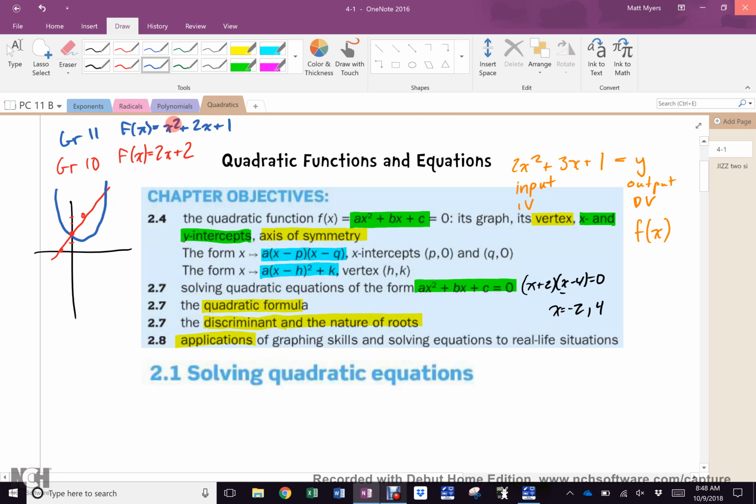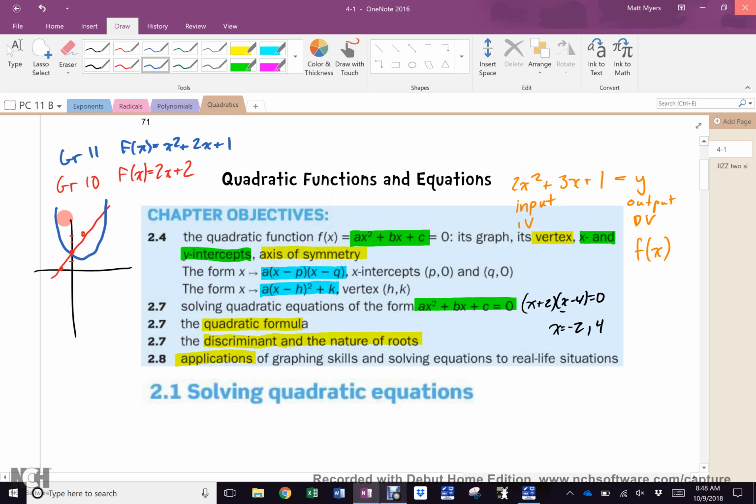X squared, right? Because if I have negative 4 squared, it's positive 16, isn't it? But if I have positive 4 squared, it's positive 16, isn't it? So the only way it can work is if we make a U shape like that. Is everybody cool?